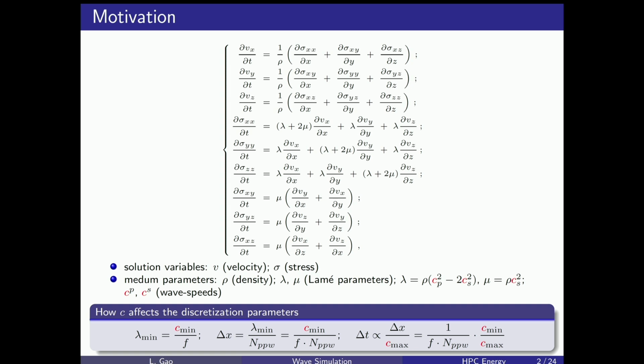For example, if you have a fixed frequency, then the minimum wavelength supported by the medium is pretty much determined by the minimum wave speed. And delta x, the spatial discretization size, is usually determined by prescribing a fixed number of points per wavelength based on the minimum. So delta x is proportional to the minimum wavelength in the wave speed. And additionally, we also have to determine what delta t is.